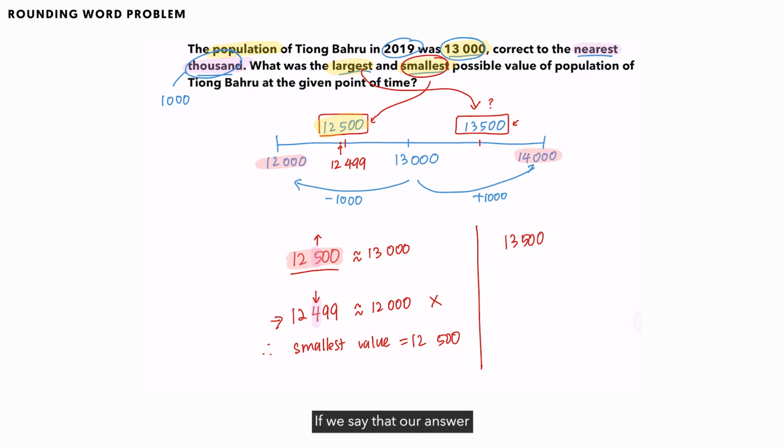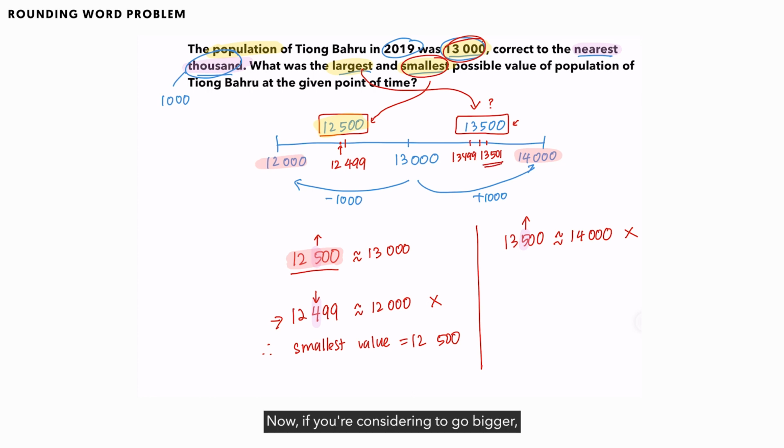If we say that our answer for the largest possible value is 13,500, then by right, if you round it off to the nearest 1,000, you should get 13,000. So let's check. The number in the hundreds place is 5, which will cause this to round up, and we will get 14,000. Is that what we want? No, we want 13,000. So this is a wrong answer. Then you might want to ask yourself, do we go bigger than 13,500? Do I go 13,501? Or should we go smaller, which is 13,499?